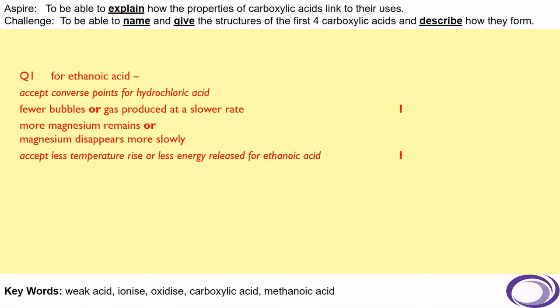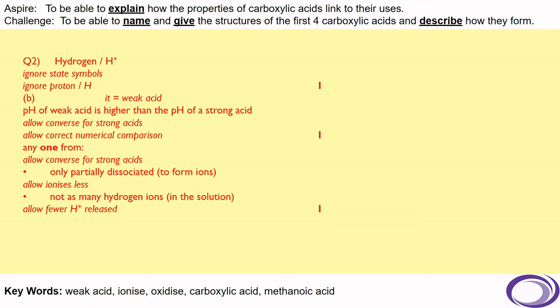Okay, so the mark scheme for question 1 is on the screen. If you are talking in terms of the ethanoic acid, you'd be talking about how there's less bubbles and therefore the magnesium will also disappear or dissolve more slowly. As it's also an exothermic reaction, you could say there'd be a lower temperature rise. For any of those points, you could have the converse for hydrochloric acid. So you could say that hydrochloric acid has got more bubbles and that the magnesium will dissolve more quickly.